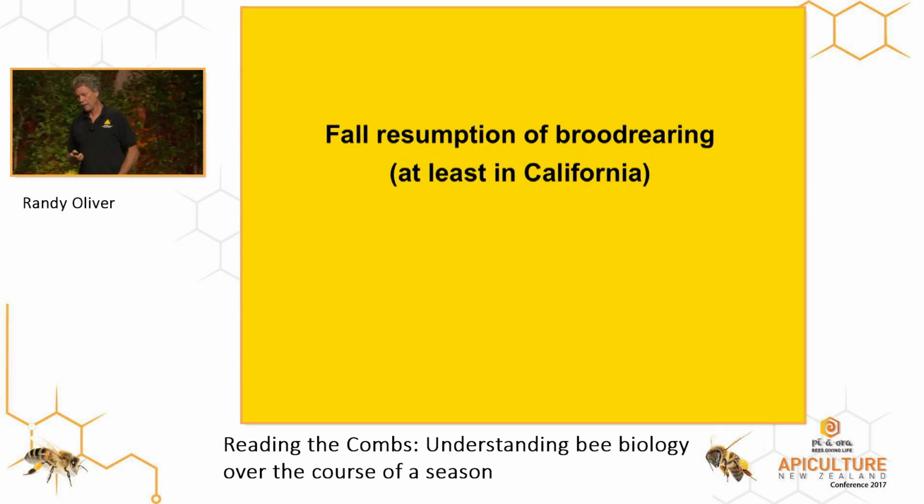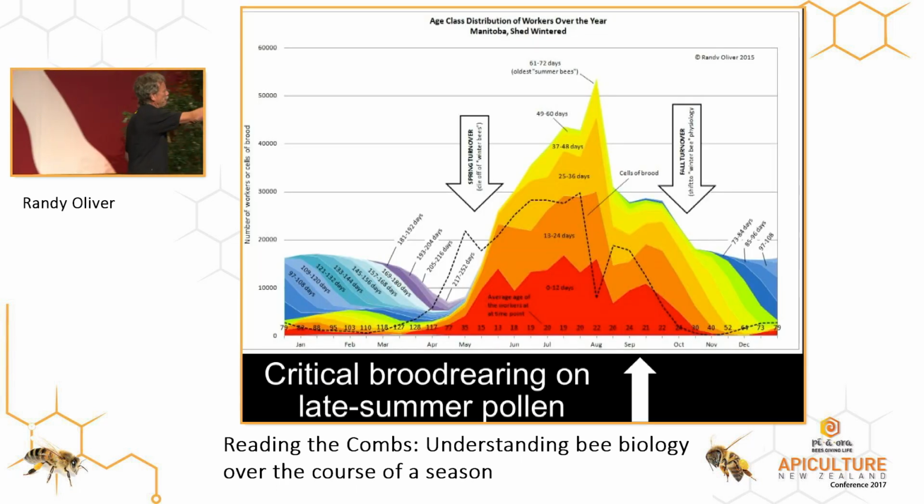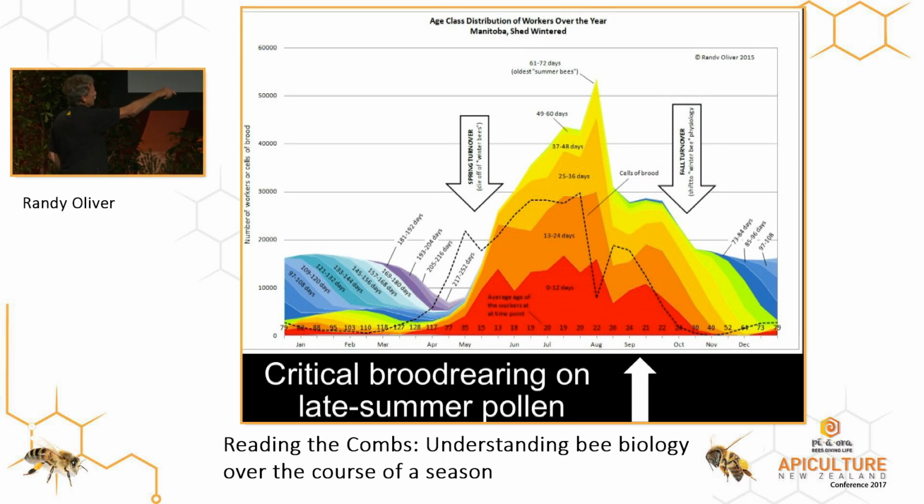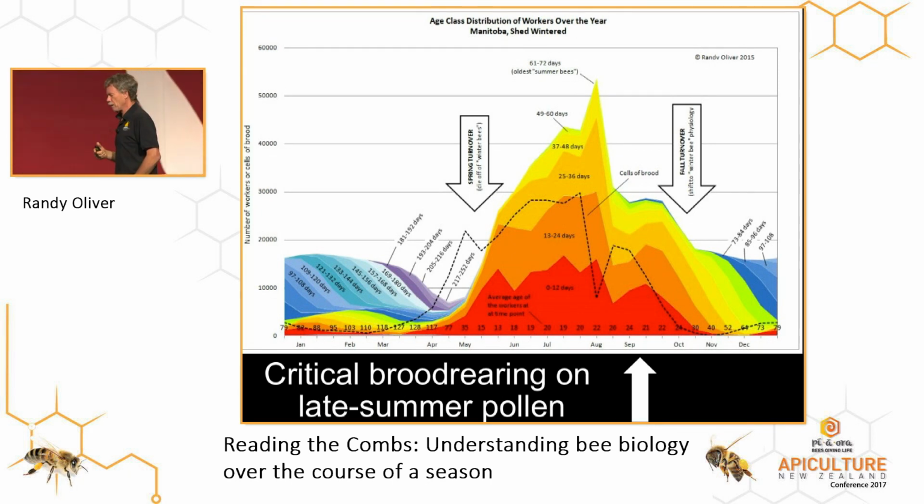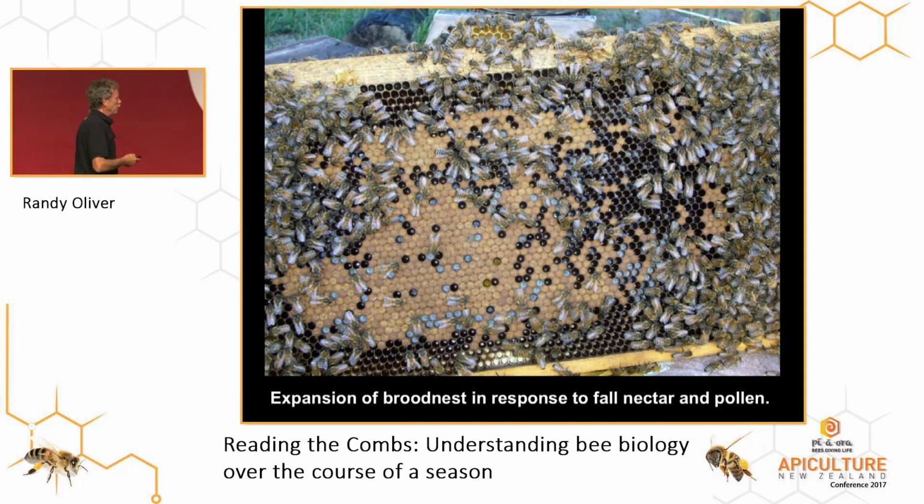Then after fall, if your colony survives to that point, we typically get the fall flows, the fall blooming plants. We get another spike in brood rearing, and this is absolutely critical for going through winter. You want to have these young bees that are raised in the fall free of varroa infestation, which means they're free of viruses. And those young bees, the last ones to emerge, are the ones that are going to become your long-lived bees to make it through the winter.